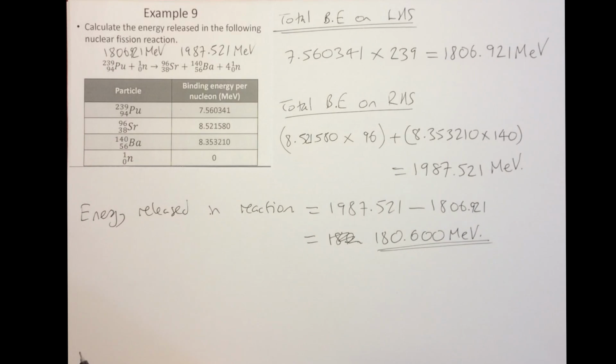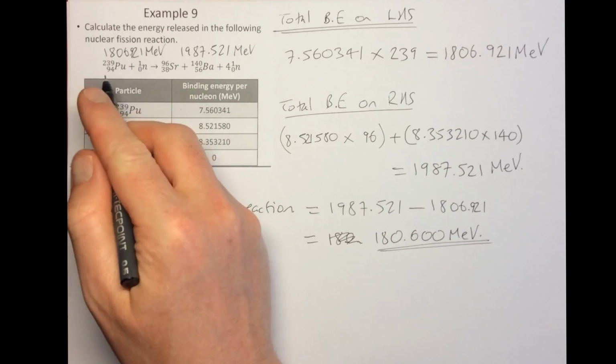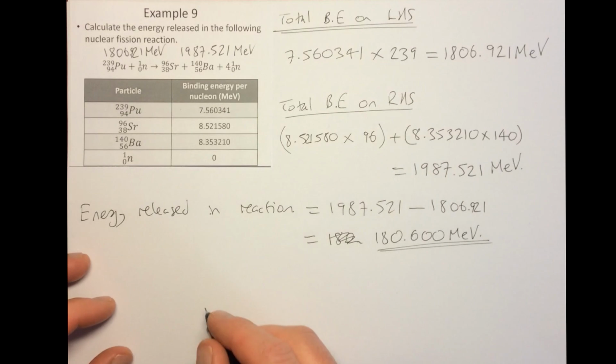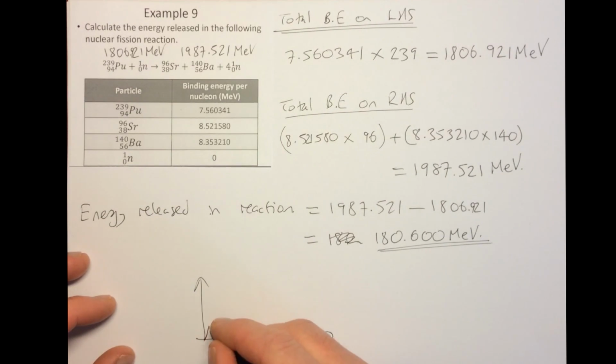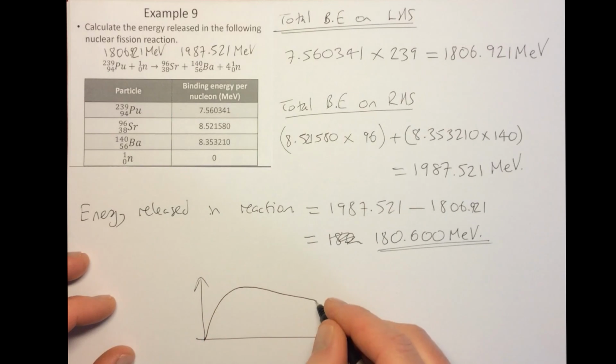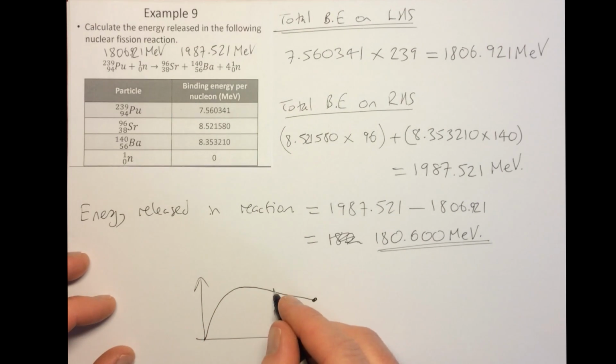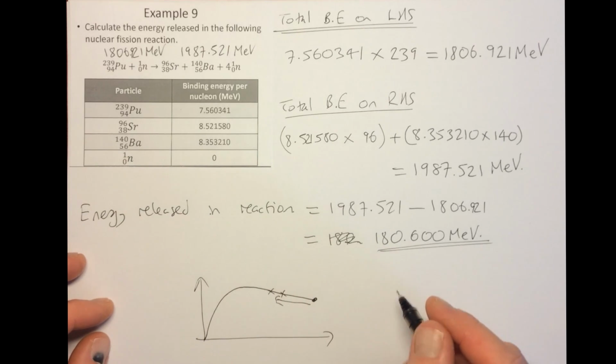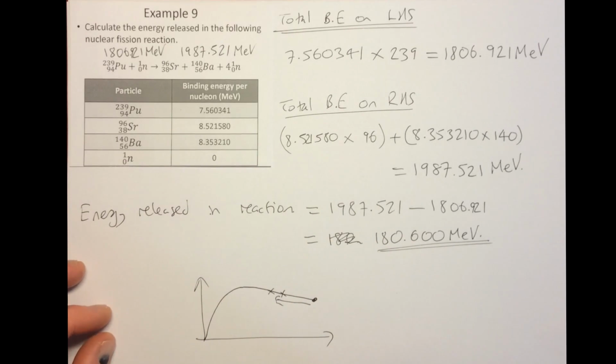Okay, they're pulled together, they're experiencing a greater attractive force from the strong force compared to the original nucleus. They've moved up the binding energy per nucleon curve. If you were to draw the curve, then they've gone from somewhere down here and they've moved up to around here. They're more stable. They've released this much energy. Okay, so that's example 9.